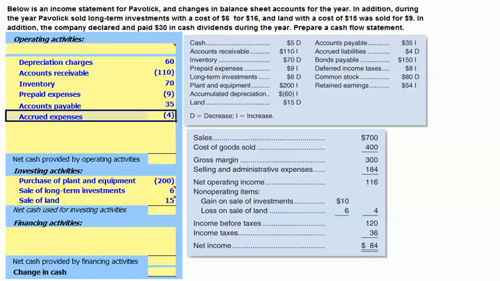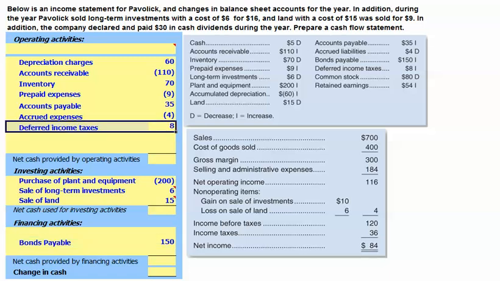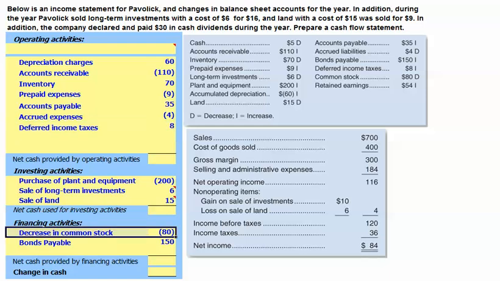The bonds payable increased by $150. This is a financing activity and a source of cash. Deferred income taxes increased by $8. This is an $8 source of cash in the operating section of our cash flow statement. Finally, we have the change in common stock. Common stock decreased by $80. A decrease in liabilities or equity is a use of cash, and this will be a financing activity.